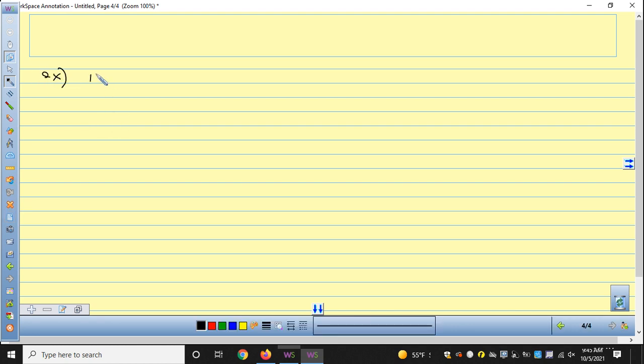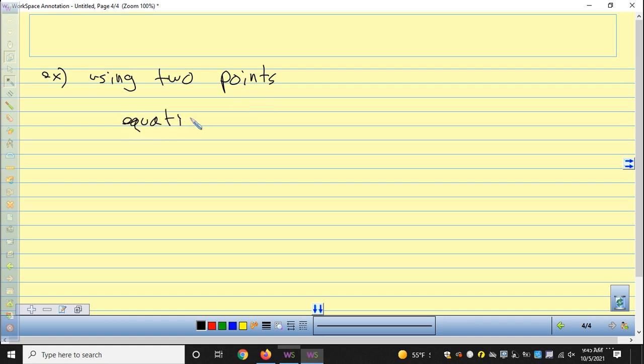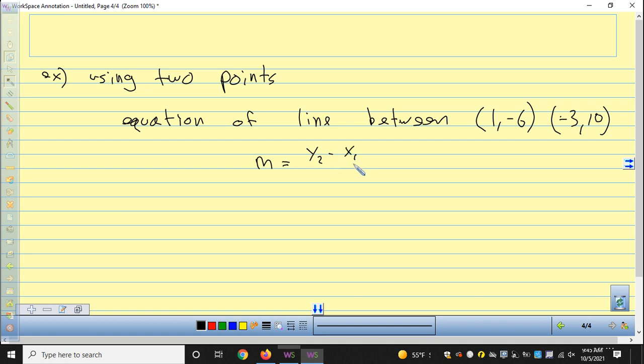All right, what if we have 2 points? So we want an equation of a line that goes between the points (1, -6) and (-3, 10). Well, we know we can find the slope because we have our nice formula. M is y2 minus y1 over x2 minus x1, our slope formula. So I can find my slope. I'm going to label my points: x1, y1, x2, y2.